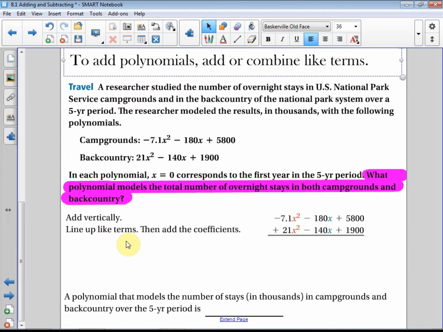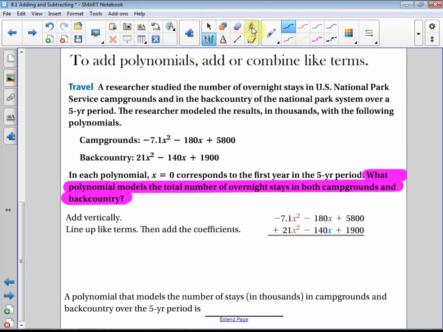Anyway, what polynomial models the total number of overnight stays in both campgrounds and backcountry? So when we look for a total number of something, we should know that we need to add. So we are going to add the coefficients and keep the variables. To easily add these two polynomials together, we are going to line up our like terms. This has already been done for us. So let's start.